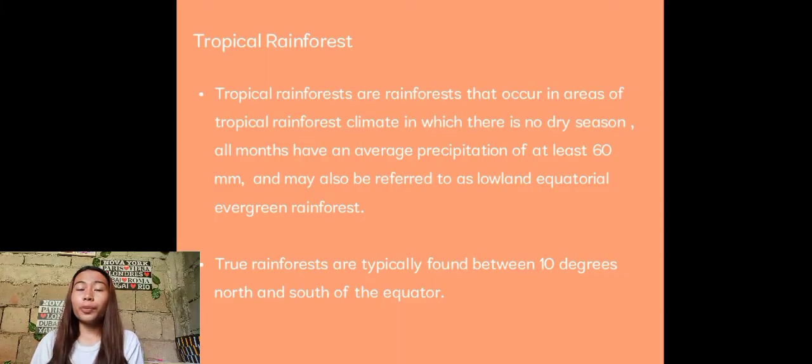So next, tropical rainforest. Tropical rainforests are rainforests that occur in areas of tropical rainforest climate in which there is no dry season. All months have an average precipitation of at least 60 mm and may also be referred to as lowland equatorial evergreen rainforest. True rainforests are typically found between 10 degrees north and south of the equator.